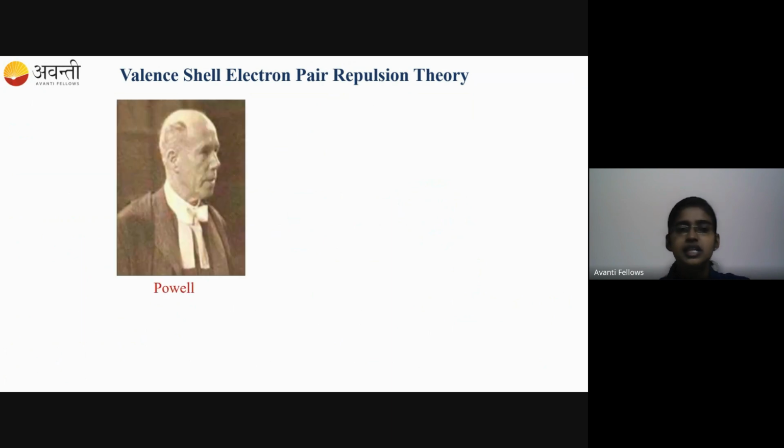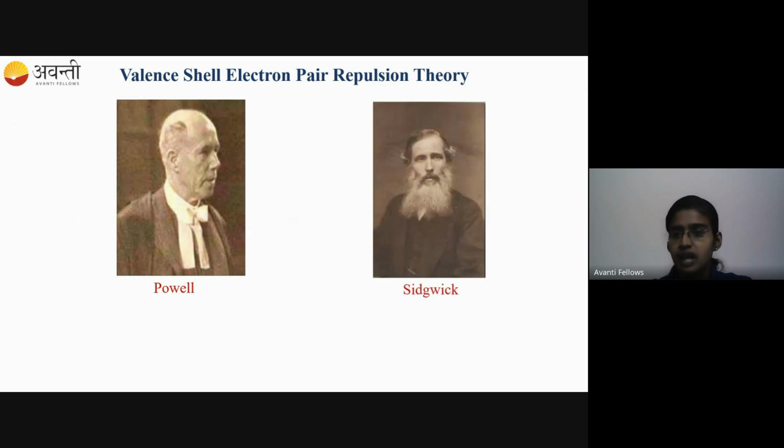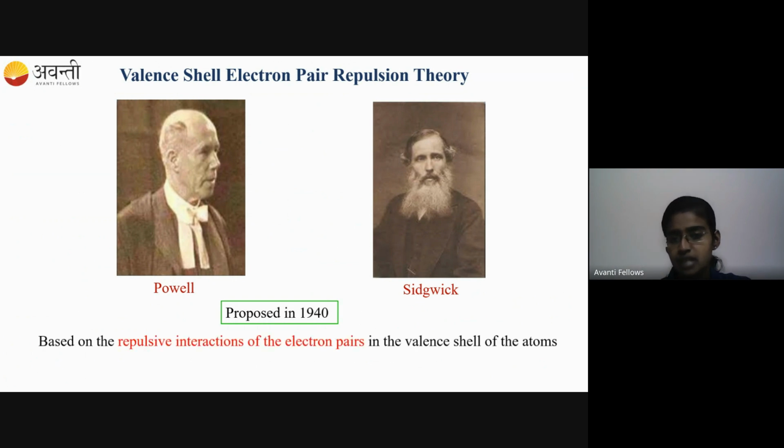Now, this theory was proposed by Powell and Sidgwick. These 2 scientists proposed this theory in 1940. This theory is based on the repulsive interactions of the electron pairs in the valence shell of the atom. We have a valence shell in each atom, in which the electron pairs are located. Among the electrons, there will be some repulsion. So this theory is based on the repulsion occurring between the electrons in an atom. If I take any theory, mostly every theory will have postulates associated with it, right?